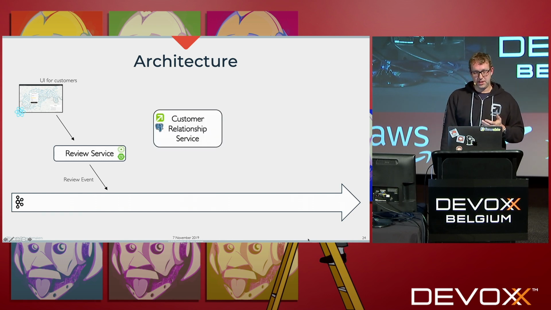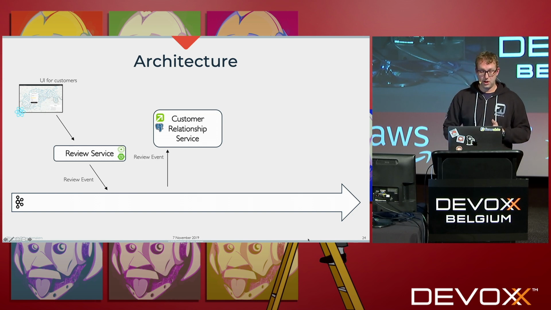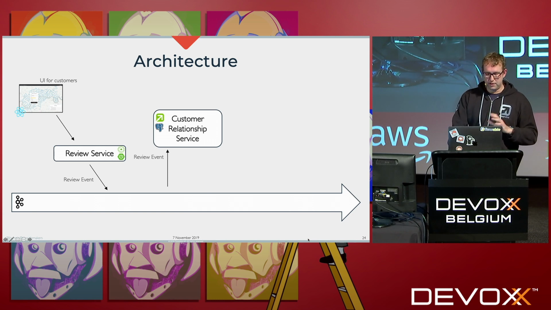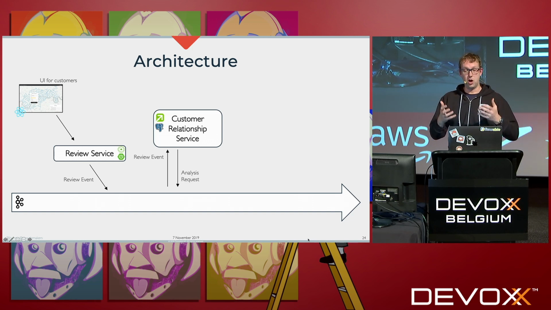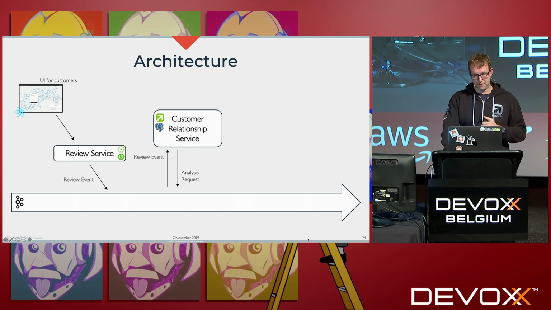Now, once we've got these reviews, we have our customer relationship service. This will be the meat of this demo because this is where the case model will live, the process will live, and it will react to any review coming in. So whenever there's a review coming in, we're going to do something with it, and I'll show you that in a second. Now, one of the things that this application will do, it will produce new events. It will need sentiment analysis, right? We want to know whether or not this is a good or bad review. So it's going to send off an analysis request, again, back into Kafka.